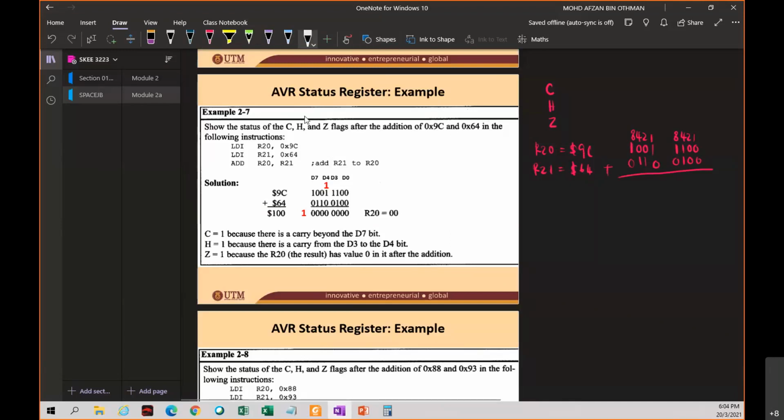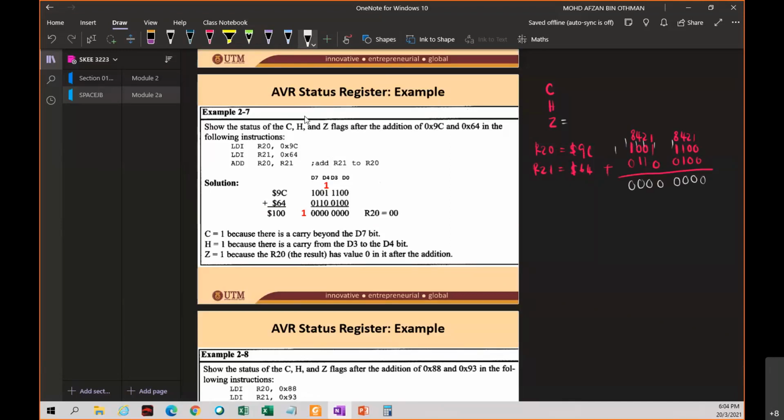Okay, so 0 tambah 0 is 0. 0, 1 tambah 1 is 0. Then you get 0. Okay, 1 plus 1 you get 0. 1 tambah 1 is 10, so ada carry. 1 tambah 0 tambah 1 is 0. 1 tambah 1 tambah 0 is 0. And you have a carry.